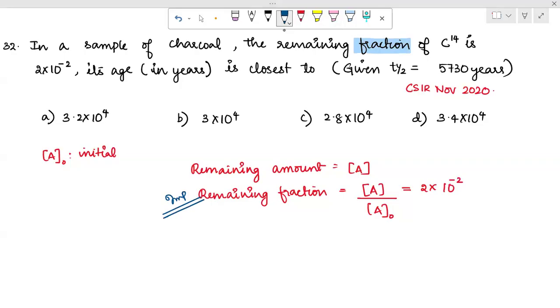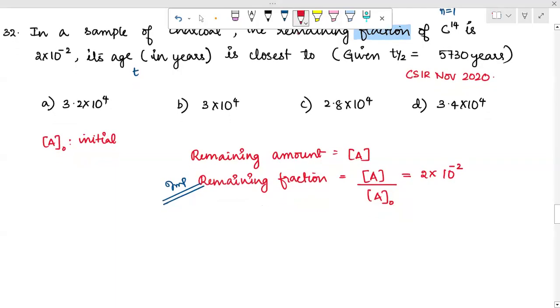Now it's easy. You have to find its age t if t half is given. Again, it is C14. You know it is a first order reaction. Now you can do. So with T half, we can find K. K is 0.693 by T half. Already we have done this 2 questions ago. 0.693 by T half. 5730 is going to give us 0.0001209 per year. This is the rate constant.